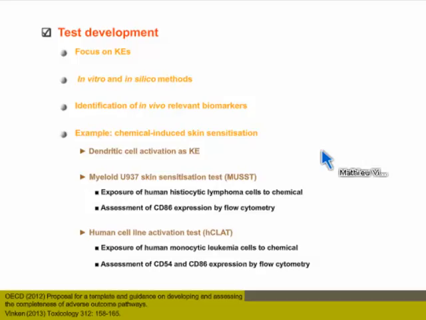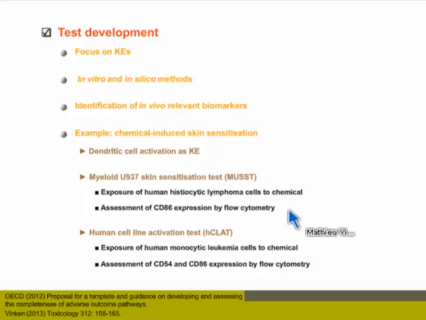So remember that one of the most important key events there was the activation of these dendritic cells. Well, this has served as the basis for the generation of two new tests, and I think that some of you are familiar with this. So the first is the MUSST test, the myeloid U937 skin sensitization test. So here you use these human histiocytic lymphoma cells, which are incubated with a chemical under investigation. After which you investigate the expression of CD86, which is indicative for the activation of these dendritic cells.